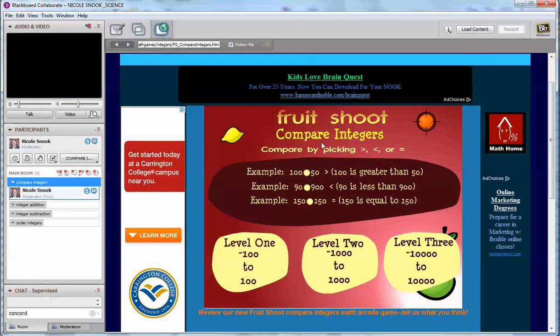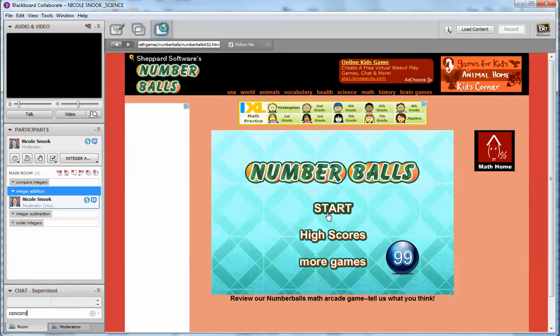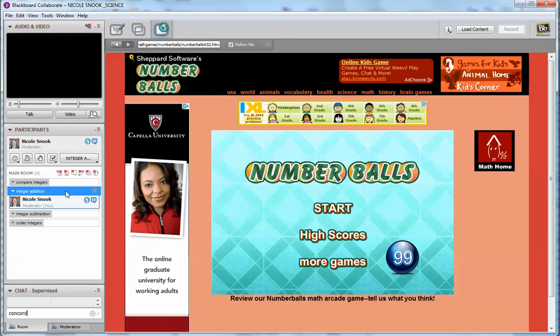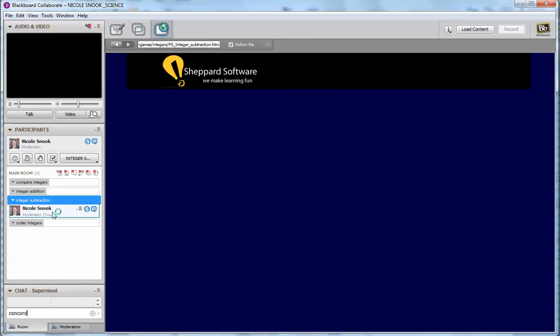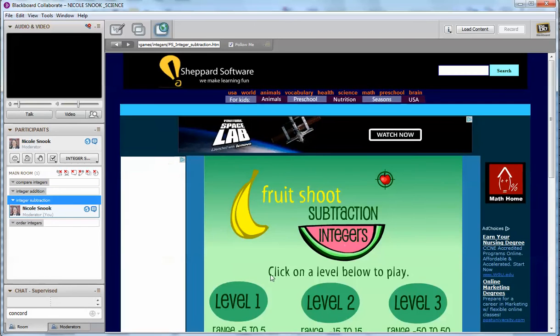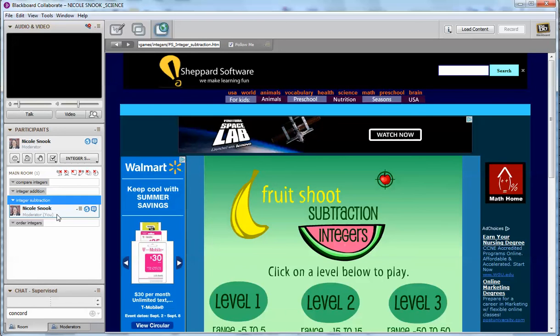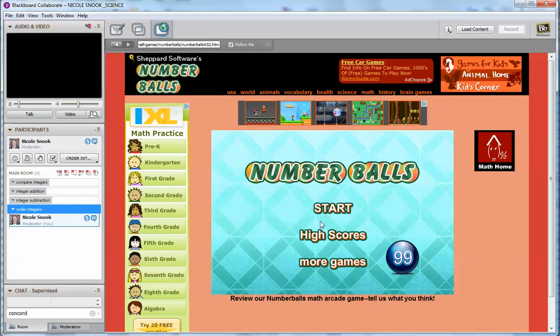As you can see, this particular game that I found has 3 different levels, and this is for comparing integers. I have integer addition here. I have integer subtraction with 3 different levels, and as well ordering integers. Each one of these is found at one particular website that I located on the internet.